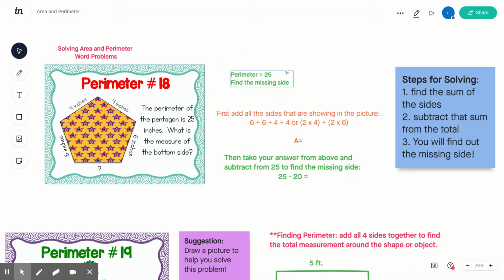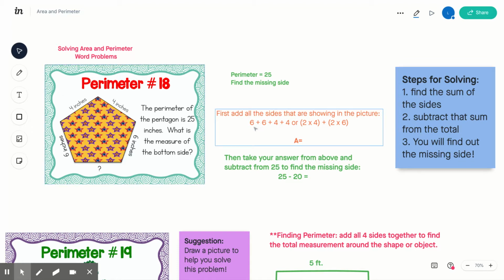So what I like to do, just as a helpful thing to help me figure it out, is I'll put the information that I need on my scrap paper. So the information we need is that the perimeter is 25. We know this already, and what we have to do is find the missing side. So here's some steps for solving. First, what we're going to do is find the sum of the sides that we were given.